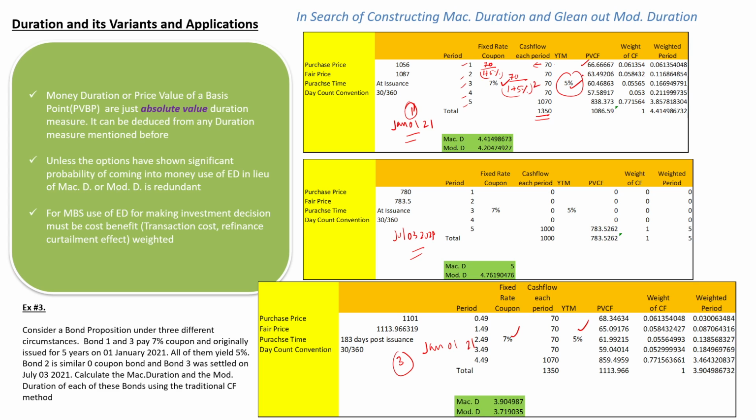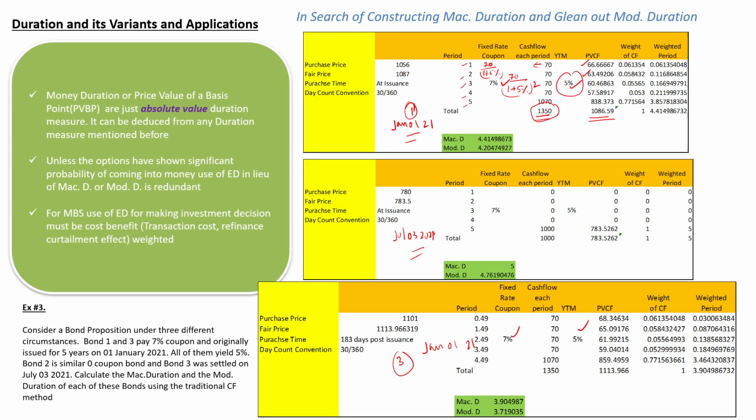So the present value of that comes out to be 63.49. In a similar fashion, if you work out all the cash flows and add all of them, the present value of this cash flow comes out to be 1086.59. This is in an equivalent manner. Mind you, I'm not saying exactly equal, I'm saying equivalent.